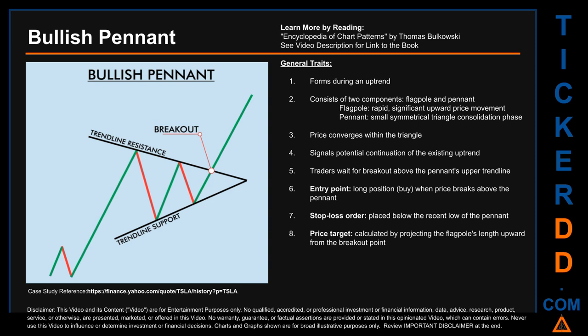To verify this example, you can refer to historical stock price data from sources like Yahoo Finance or Google Finance. Reference the case study link for a view of Tesla's historical data page on Yahoo Finance. Adjust the date range to include June to July 2020 to view the specific chart pattern mentioned in this example.